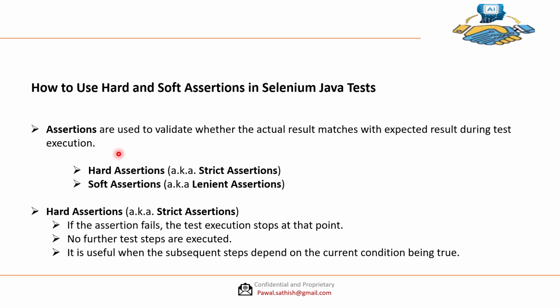When we are developing a framework or any script, in Selenium there are two types of assertion: hard assertions, also known as strict assertions, and soft assertions, also known as lenient assertions. So what are hard assertions? If a hard assertion fails, the test execution stops at that point only. No further steps are executed. It is useful when the subsequent steps depend on the current condition being true. In that case we can use hard assertions.